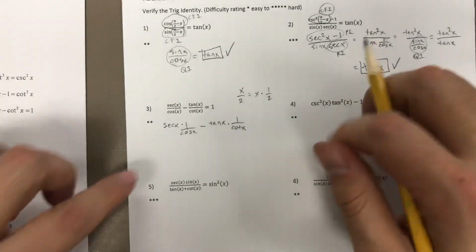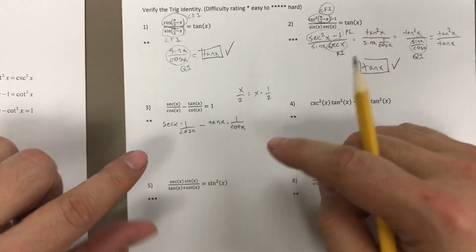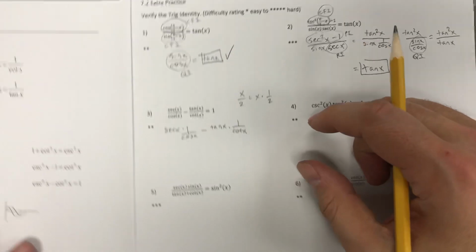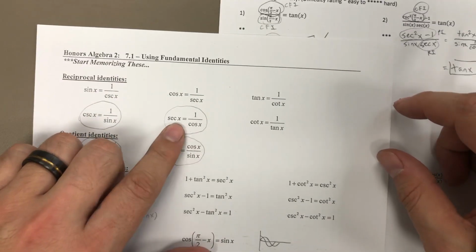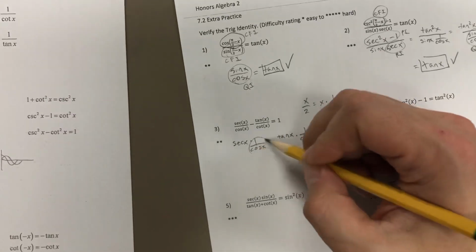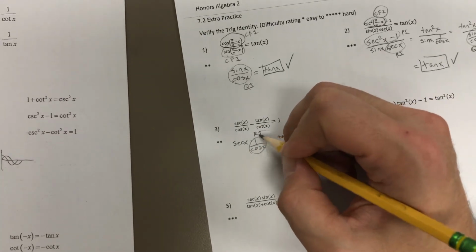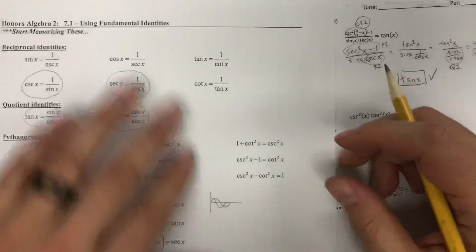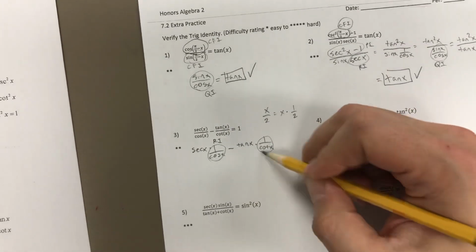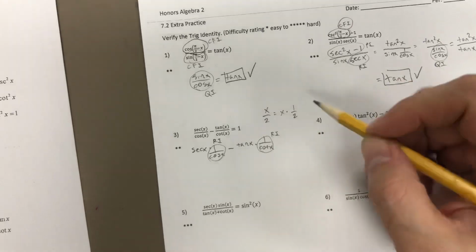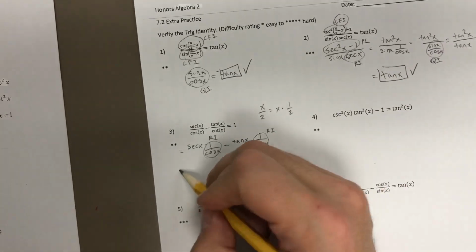I hesitated for a second to turn these into sines and cosines, and by doing that, I helped myself out a lot because, going back to the reciprocal identities, I know that 1 over cosine is secant. So I can turn this into another secant using a reciprocal identity. And same thing with the cotangent. 1 over cotangent is tangent. So this just turns into tangent, so another reciprocal identity. So let's see how that would look.